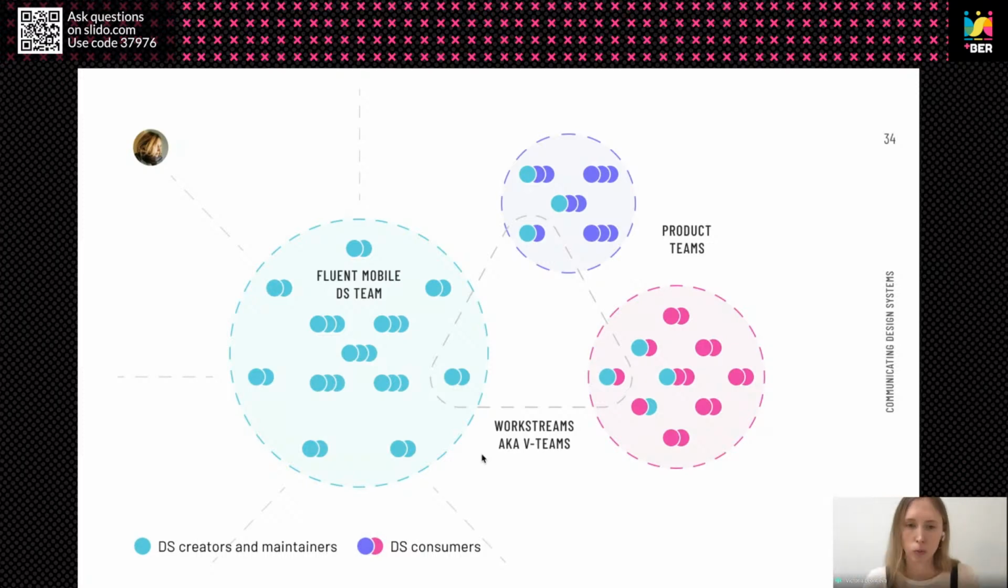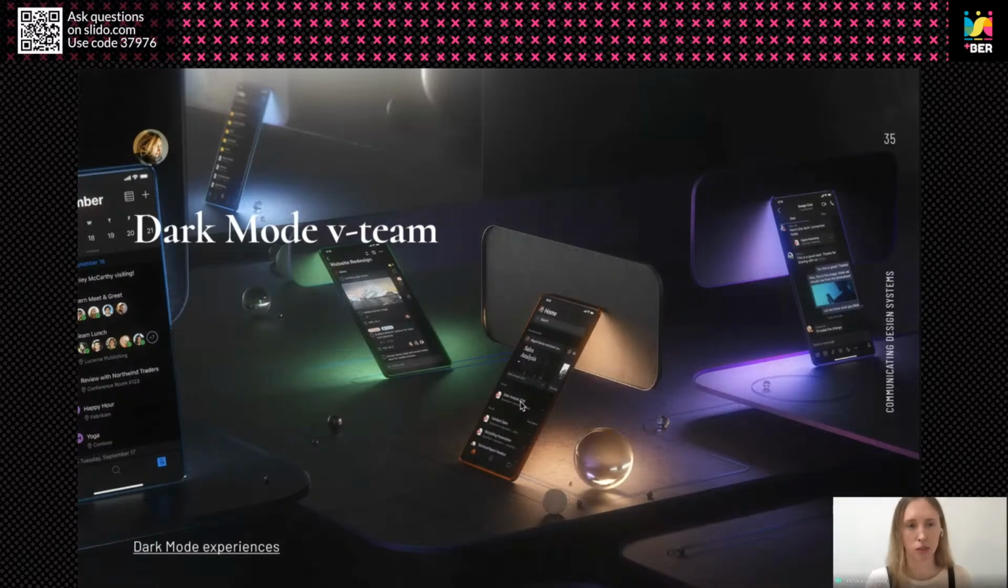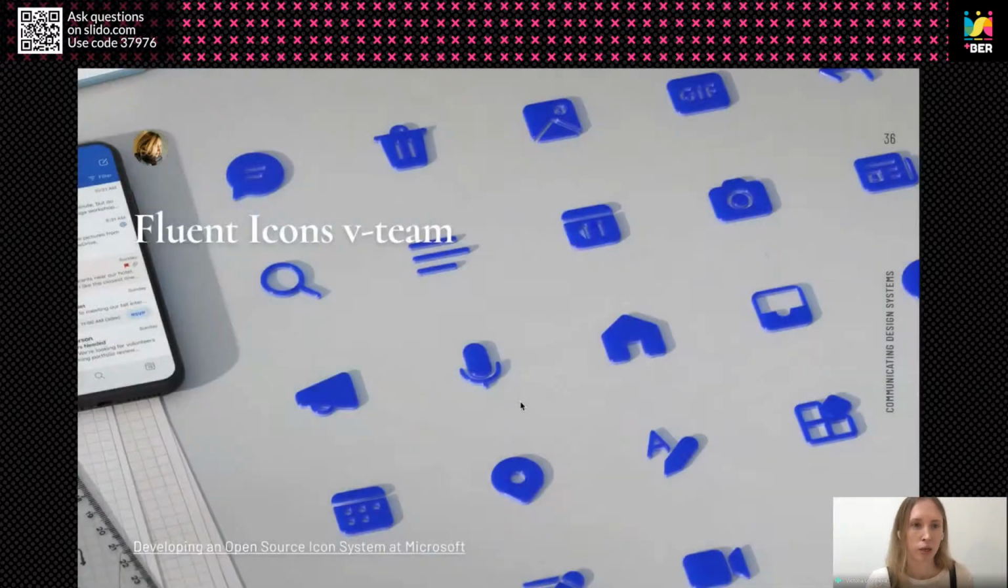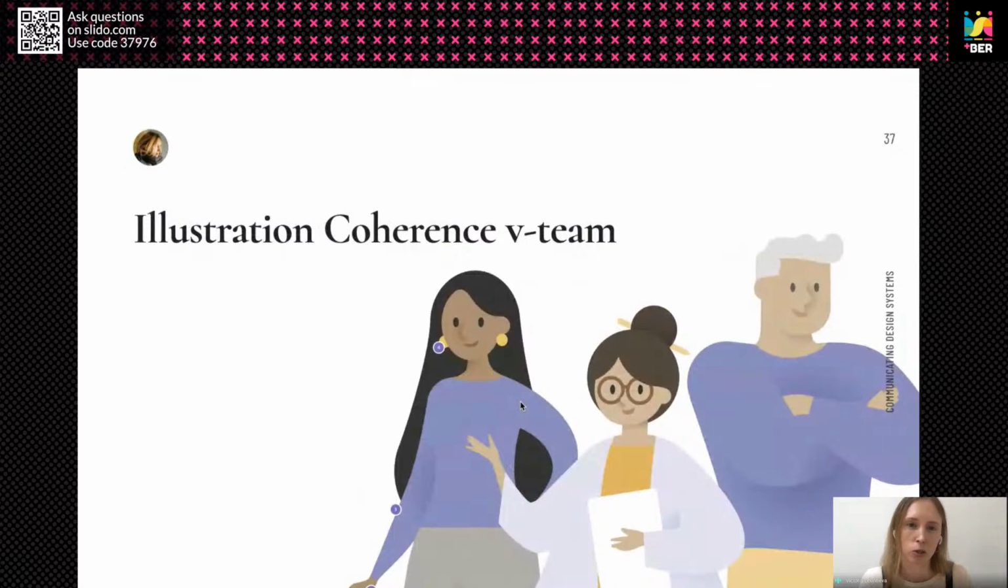We also worked on something that's called work streams, but we also call them virtual teams. That was before the pandemic, when everything became virtual. But if you're scattered across the globe, you have to find ways to collaborate in global teams. And the idea was to create these, they're not necessarily triangles, but groups of people who are working on specific experiences or patterns, and are producing high quality work that aligns user experiences across different mobile apps. For example, one of them is the dark mode V team. Another one, Fluent Icons V team. The third one is illustration coherence V team.